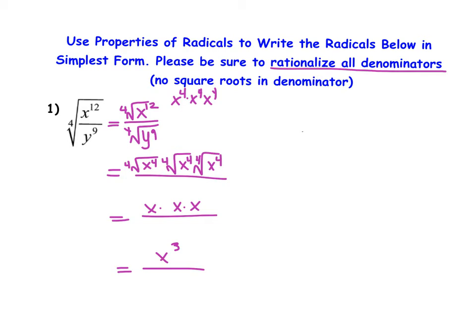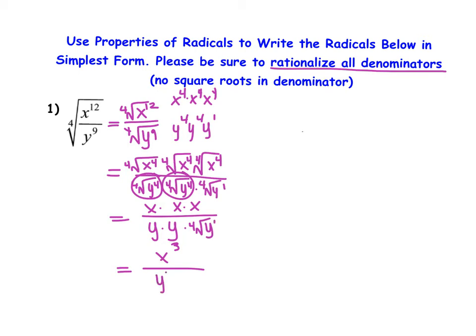Now what I notice about my denominator is that it doesn't work out quite so nicely. This I can split up into y to the 4th times y to the 4th times y to the 1st. So that becomes the fourth root of y to the 4th, the fourth root of y to the 4th, and the fourth root of y to the 1st. So these two work out nicely and become y times y, but this last one doesn't quite. It's still y to the 1st. So we're going to have to do something here because we have y squared times the fourth root of y to the 1st in our denominator. So we're going to have to do something different. So I'm going to rewrite this up here so I have a little more space.